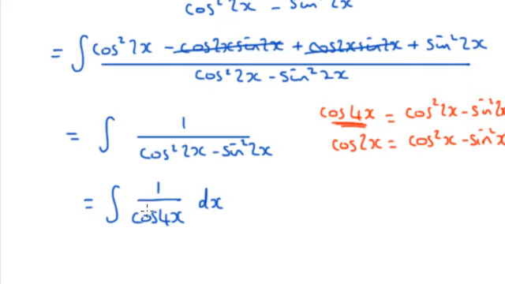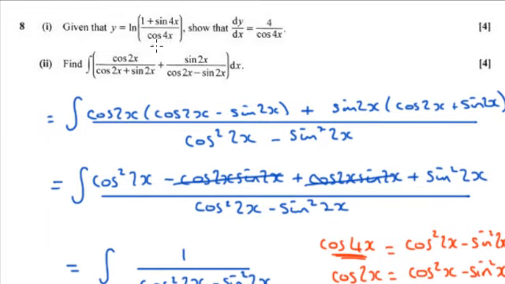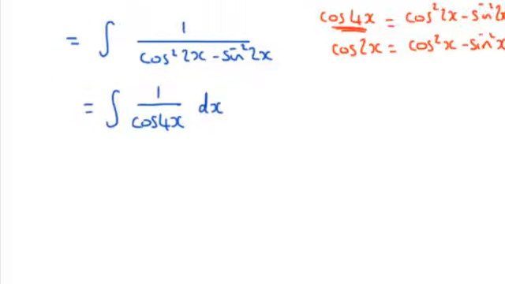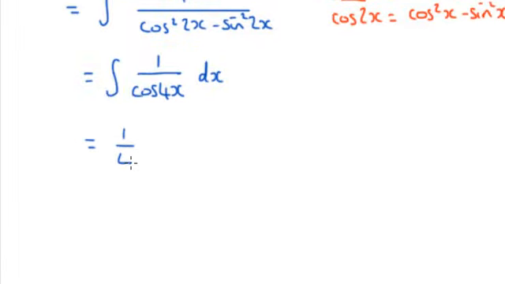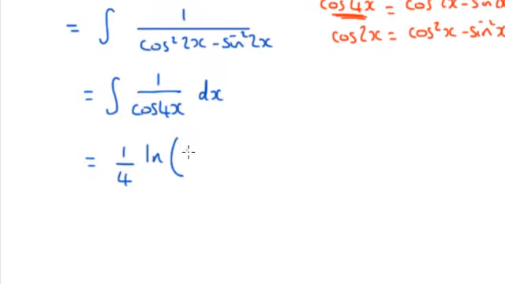We can't normally integrate this, but what was part 1? Part 1 was to show that if you differentiate this log thing, we get 4 over cos 4x. And that's just 4 times bigger than our question. So if we now want to integrate a quarter of this, our answer is just going to be a quarter of this. So that's the integration done. It's just going to be a quarter of the log expression from part A, 1 plus sine 4x over cos 4x.